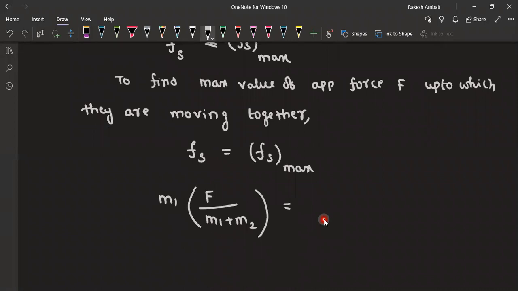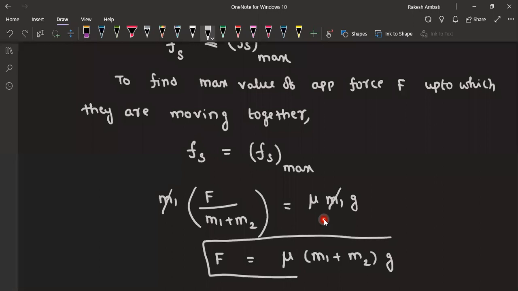Please refer to the figure. What is the Fs maximum value? Mu into M1g. Now on both sides M1 cancels out. Therefore F equal to mu into (M1 plus M2) into g. Now this is the maximum applied force up to which the two blocks move together. It is the maximum applied force up to which the two blocks are moving together with the same acceleration.